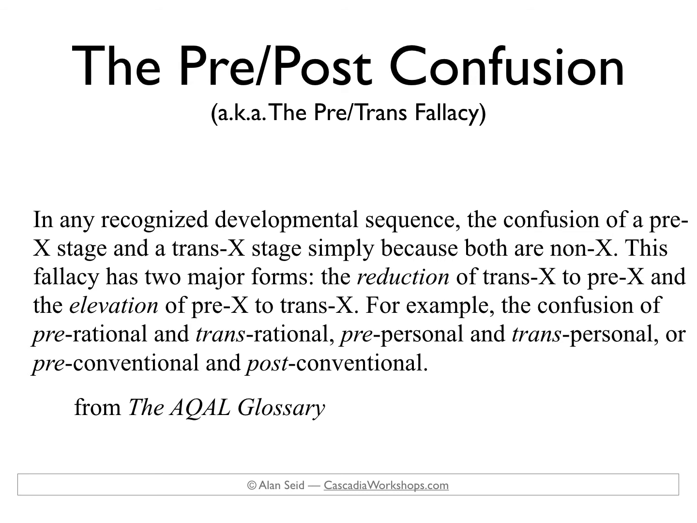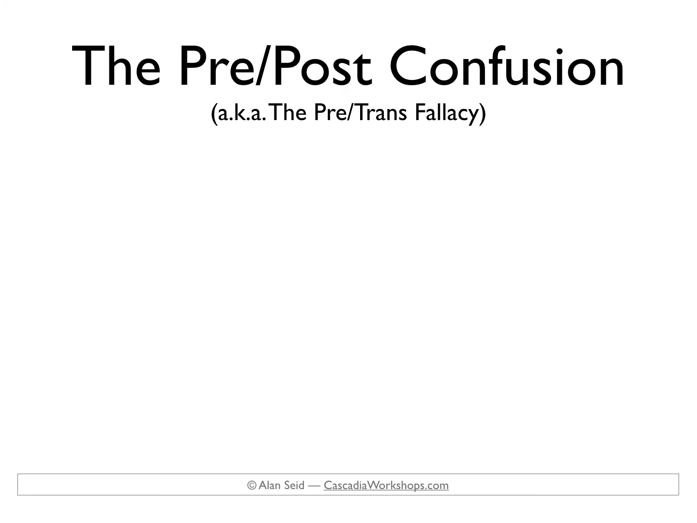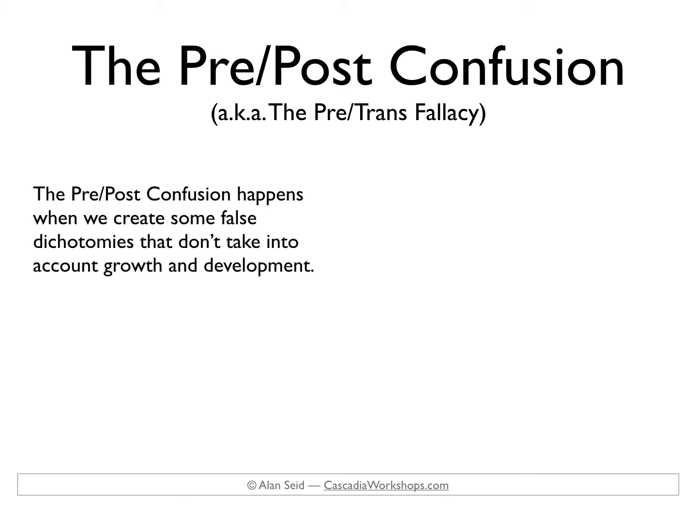The pre-conventional argument was, down with the system! Down with the man! You can't tell me what to do! And because they're both non-conventional, they're both lumped together. So the media coverage of protests, which predictably focused on people breaking windows and things like that, fed into this confusion of pre-conventional protesters and post-conventional protesters. So the pre-post confusion happens when we create some false dichotomies that don't take into account growth and development.